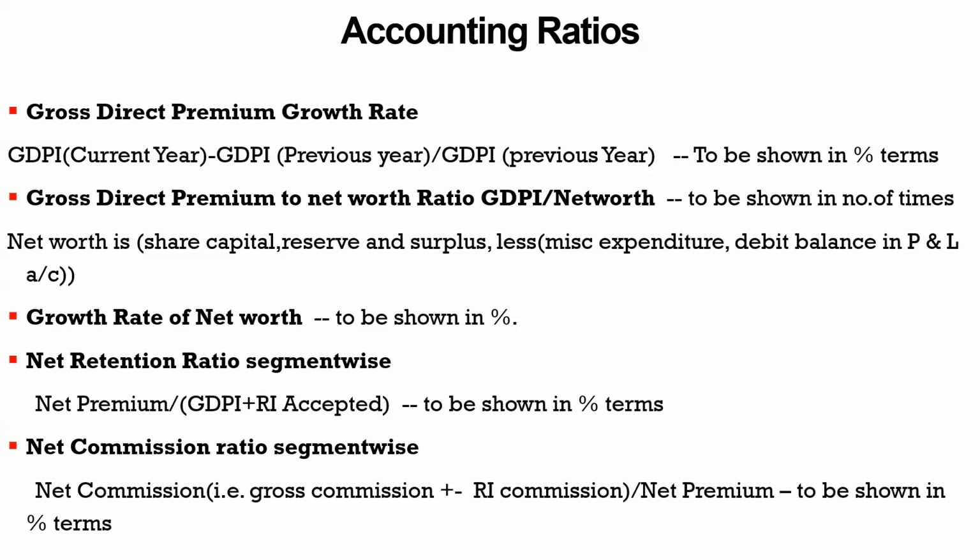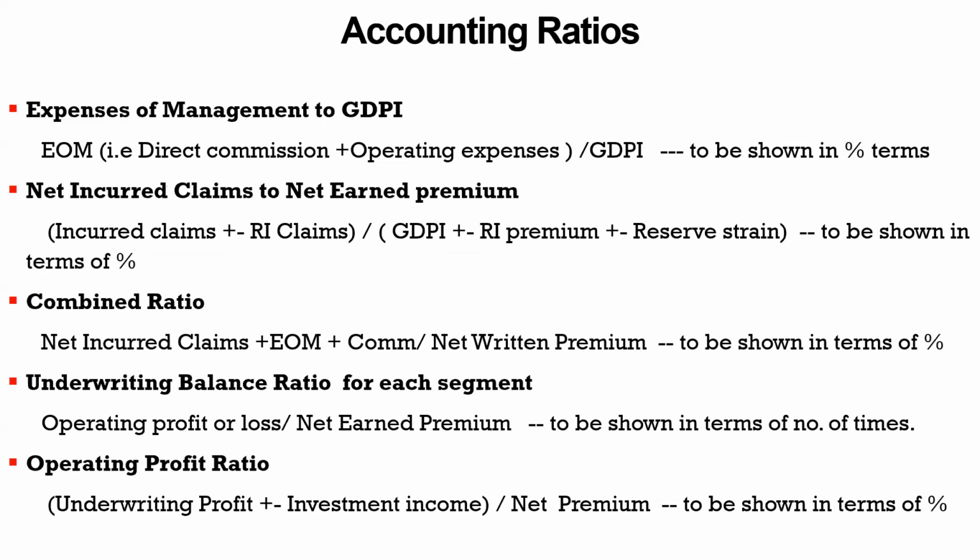Net commission ratio means net commission, that is gross or direct commission plus RI accepted minus RI ceded, divided by net premium. Then expense of management to GDPI. In the new recent regulation, when the master circular came in 2002, wherever the term expense of management comes in the ratio, it includes commission. Earlier it was not including. So expense of management ratio to GDPI means direct commission plus expense of management, operating expense as per schedule 4, divided by GDPI, gross direct premium income.